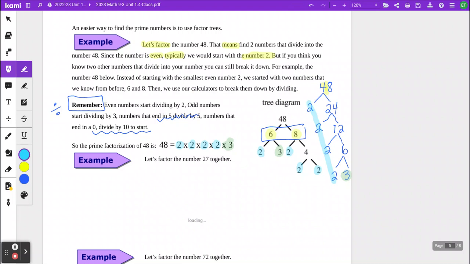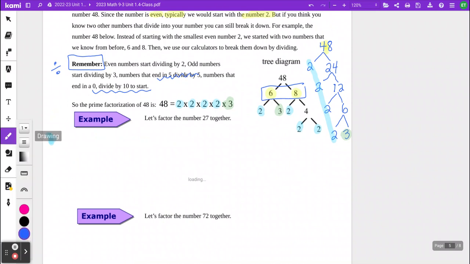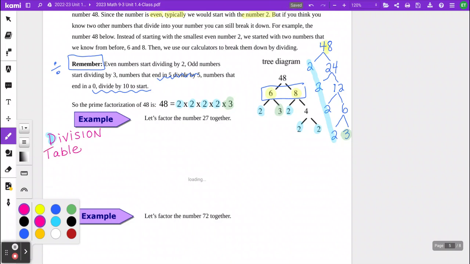There's another way to find prime numbers, and it's called a division table. So I'm going to show you the number 27 with a division table. Whoops, I need my other color. So some people like a division table. This one just goes straight down. So I start with my number, and I make an L around my number. And now I try to decide what 27 will divide by.